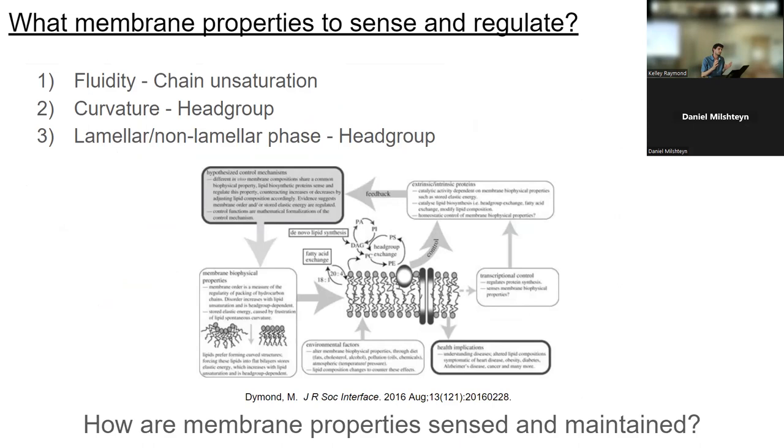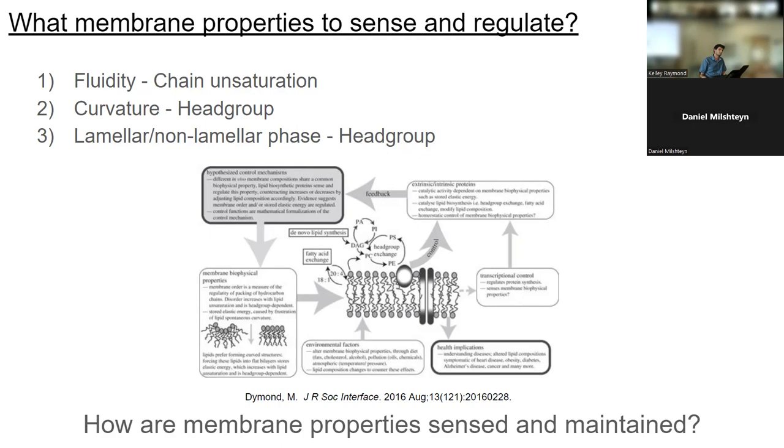Some examples of this: if you have a membrane and you put it under pressure, you can imagine that at surface pressure it's pretty fluid, but deep down in the ocean where there's a lot of pressure, all your lipids are going to be compressed. It's not going to be as fluid anymore. One way to counteract that is by making lipids that have more unsaturations. If you make lipids with more unsaturations, you're increasing the fluidity of the membrane.